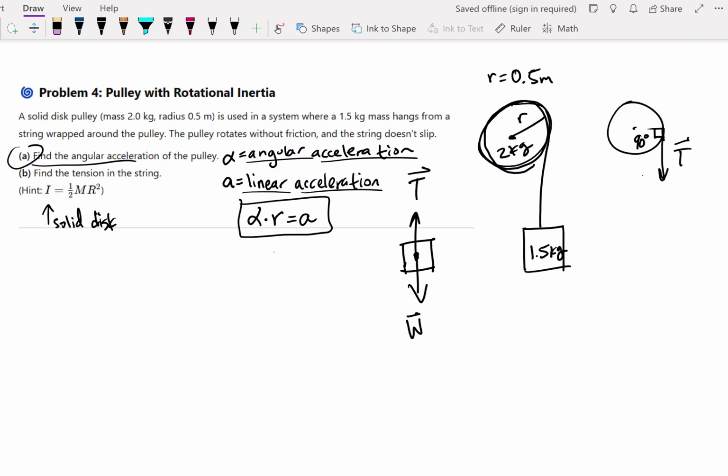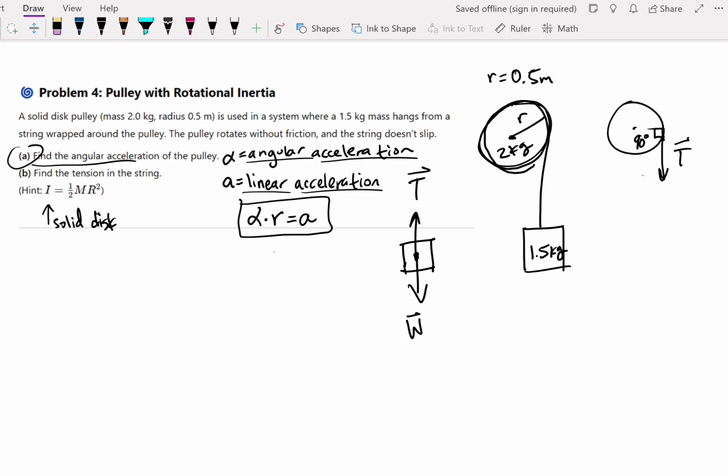The problem reads: a solid disc pulley of mass 2 kilograms and radius 0.5 meters is used in a system where a 0.5 kilogram mass hangs from a string wrapped around the pulley. The pulley rotates without friction and the string does not slip. We are asked to find the angular acceleration of the pulley and the tension in the string.